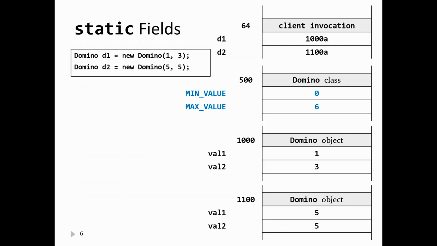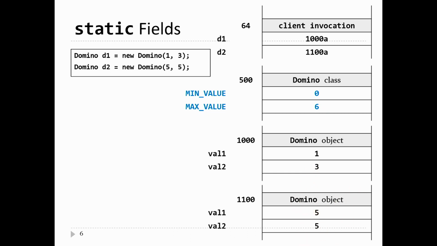Okay, so if you want a picture of what this looks like, you can draw a little memory diagram. If I make two domino objects up here, D1 is the domino 1, 3, and D2 points to the domino 5, 5. So in the memory diagram, there's a domino object whose values are 1 and 3, and a second domino object whose values are 5 and 5.